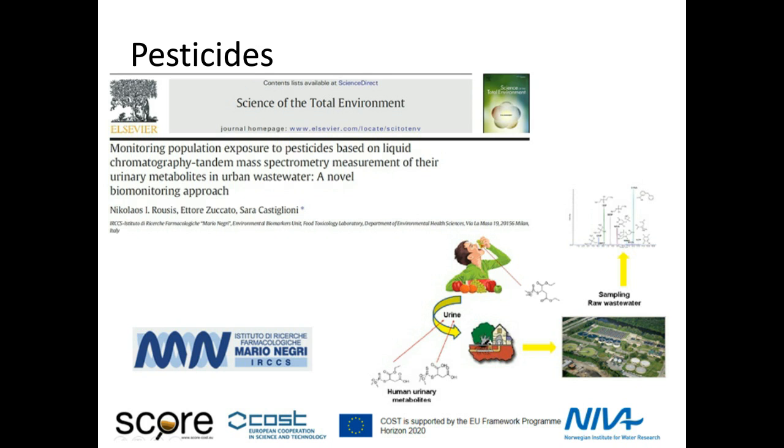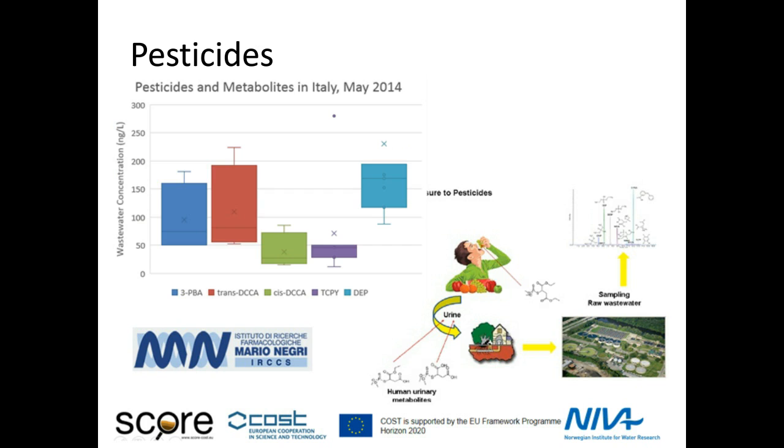So I've just taken a snapshot of that data, because it's not mine. This is SCORE data, as I say, from Mario Negri. But they collected samples of wastewater from all over Italy and analysed them for a vast array of urinary metabolites of pesticides, mostly organophosphate pesticides, and then are starting to correlate that with urine data and also with usage data, and also to do with where these pesticides may be applied.